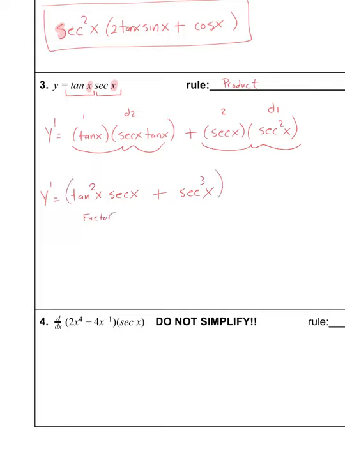Remember, think of that as one big binomial. This term plus this term. Well, what's common to each side? Hey, they each have at least one secant. You pull out the smallest power of what you have, and that's a 1. So we put that common factor out front, secant of x, and then we divide each term by that. If I divide this term by this, I'm left with tangent squared. And then finally, if I divide this term, secant cubed of x, by secant of x, I'm left with secant squared of x. And that's as far as you need to go.